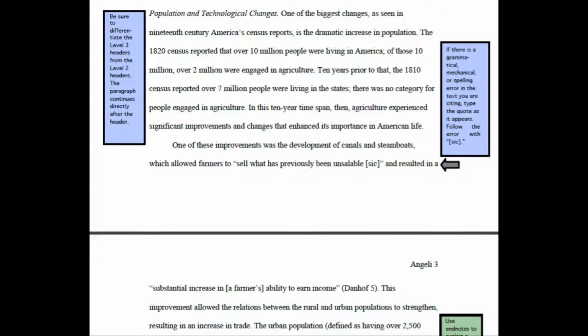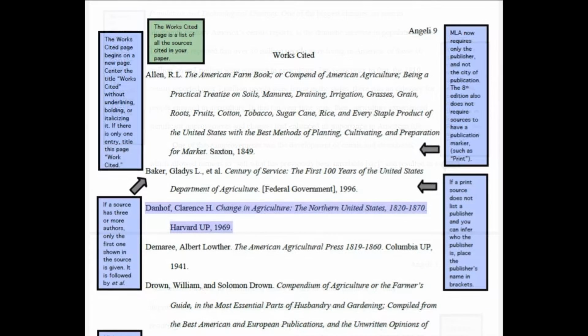That is being said by who? Take a moment to look. Dan Hoff. Well, who's Dan Hoff? It says Dan Hoff 5 in parentheses. Wait, who's Dan Hoff 5? If I go all the way to the back of the paper, you're going to notice on the works cited page who Dan Hoff is.